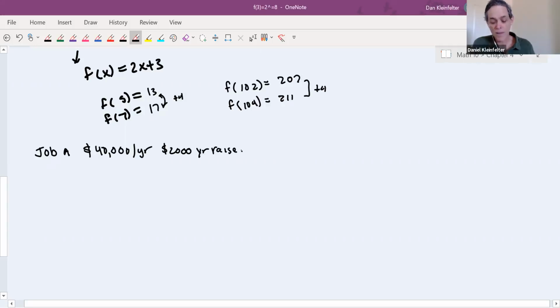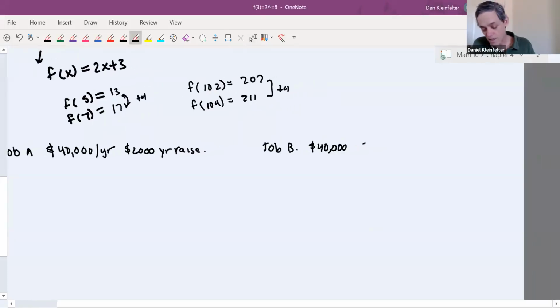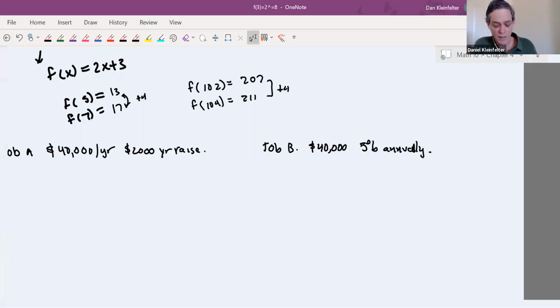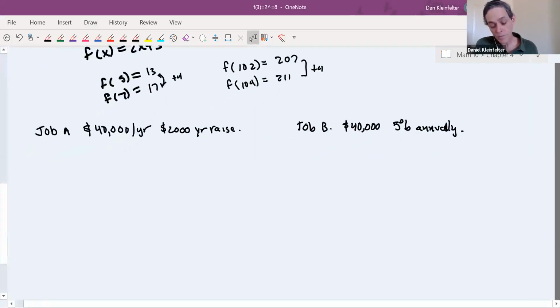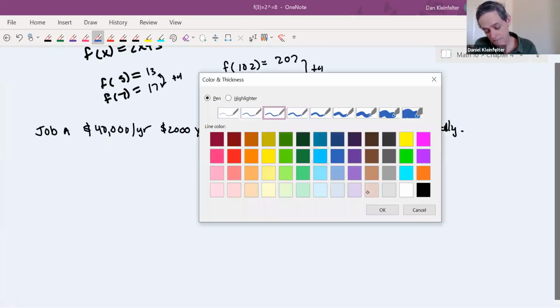Okay. Job B is going to offer you $40,000 a year also, but they're going to offer you a 5% annual raise. Okay, assuming that the 2 jobs are otherwise the same, which job should you take? That is, how do the salaries compare? So let's think about how your salaries will be changing over time.